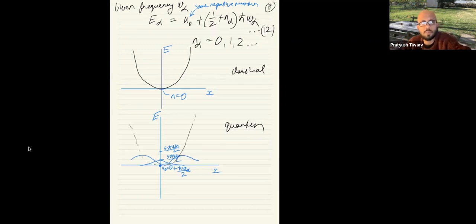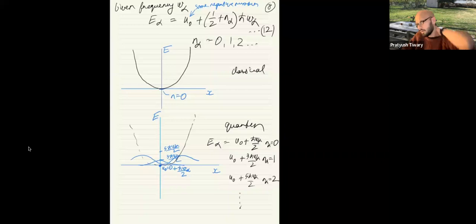But I don't want to worry too much about the form of the wave functions of the quantum harmonic oscillator. We are not going to use them. But I want to make a point here: the energy E alpha starts with U naught plus h cut omega alpha by 2 when n alpha is equal to 0, U naught plus 3 h cut omega alpha by 2 when n alpha is equal to 1, U naught plus 5 h cut omega alpha by 2 when n alpha is equal to 2, so on and so forth. And this is true for any given alpha.